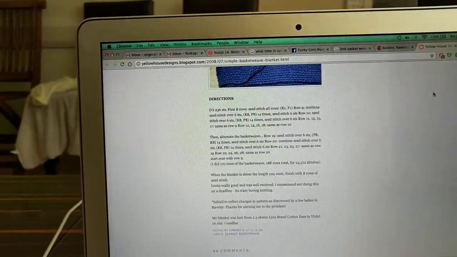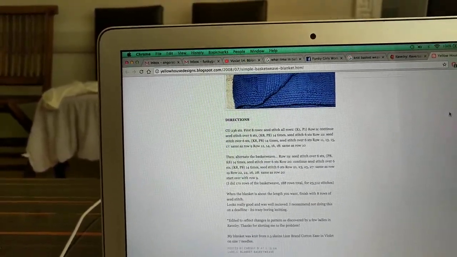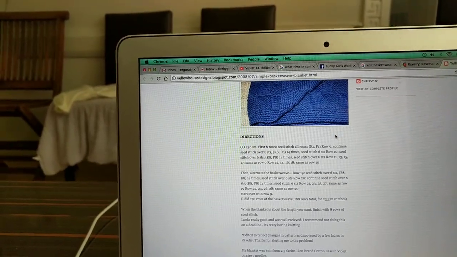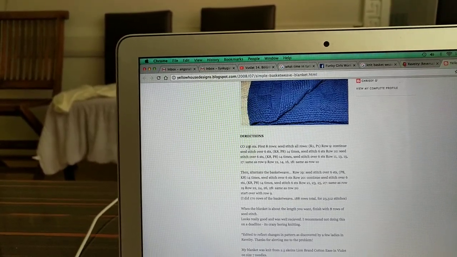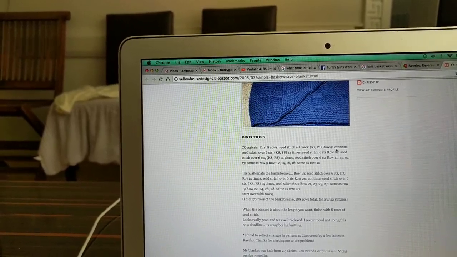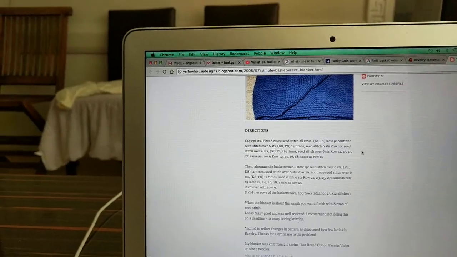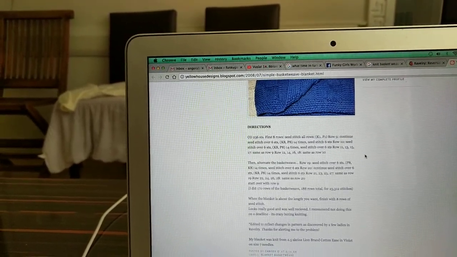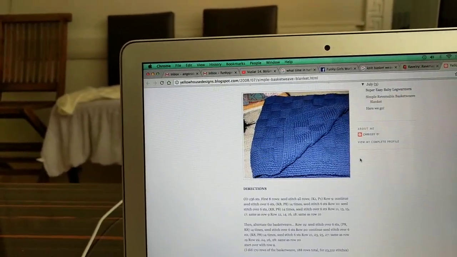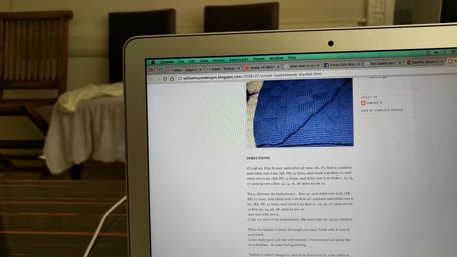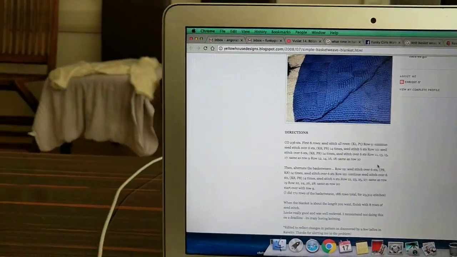Okay, I found a pattern, but I'm not going to follow this one, because the measurements, I don't know if it's going to match what my customer wants, so I need to be careful with my gauge. If you want to, I will put the link below, in case you want to knit this pattern with this instruction, because I'm using a different yarn, you know, and it won't match.